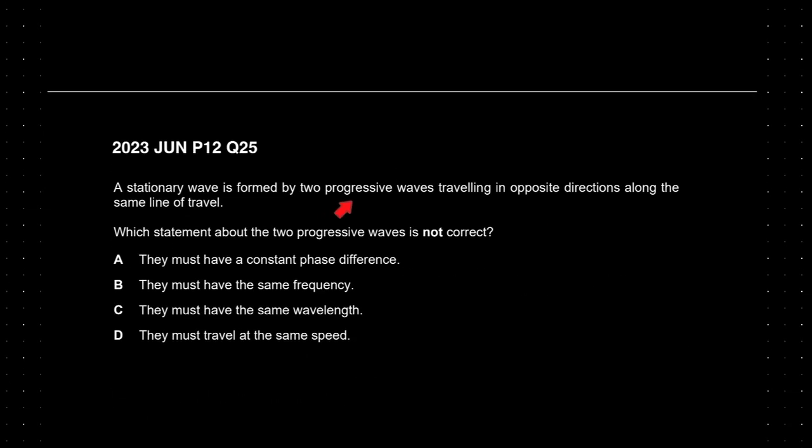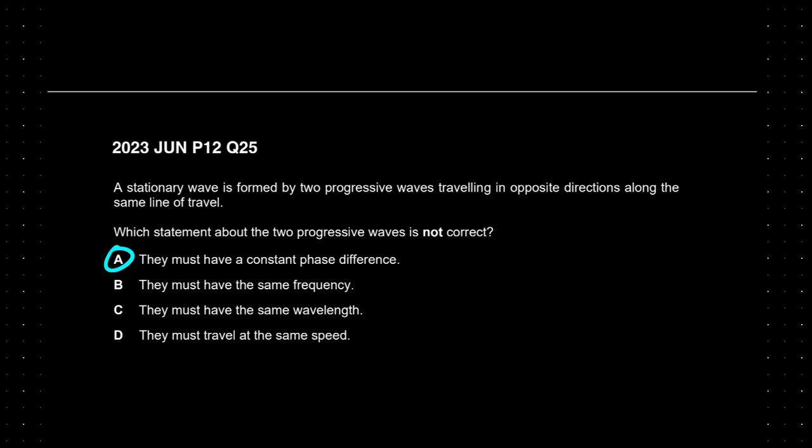25. A stationary wave is formed by two progressive waves traveling in opposite directions along the same line of travel. Which statement about the two progressive waves is not correct? They have a constant phase difference. This is not correct. Because when they are traveling in opposite directions, the phase difference is constantly changing, which is basically causing points of max and min amplitude.